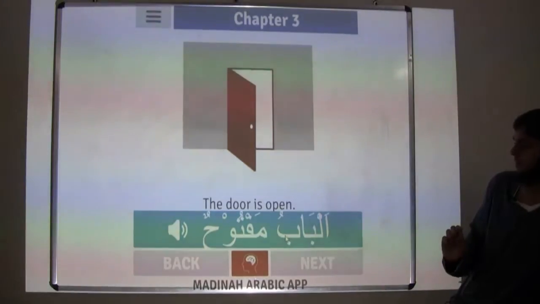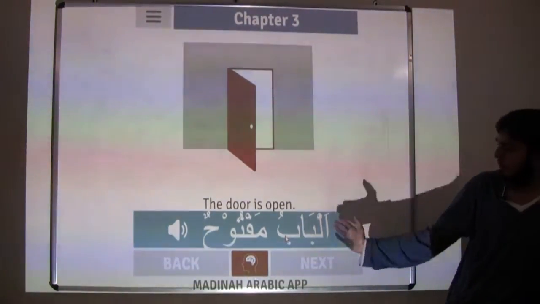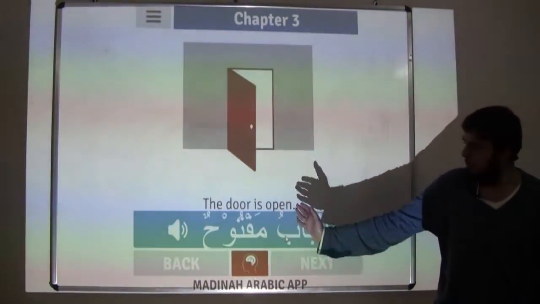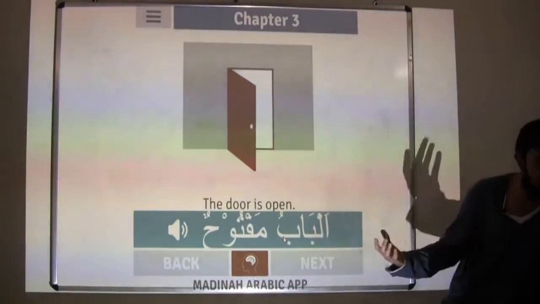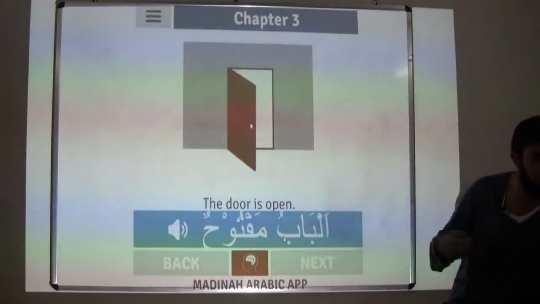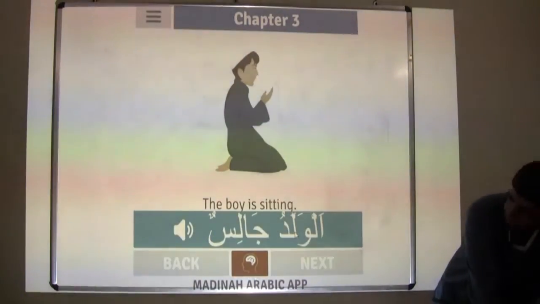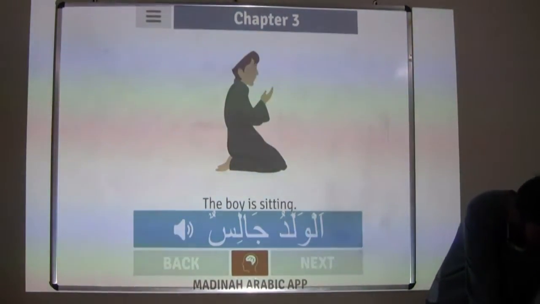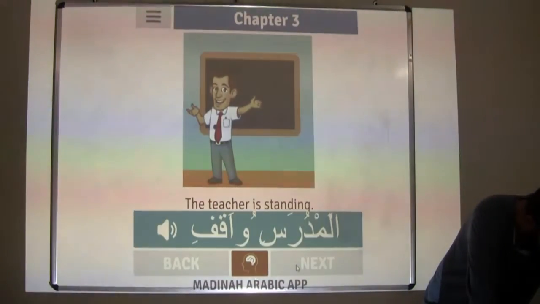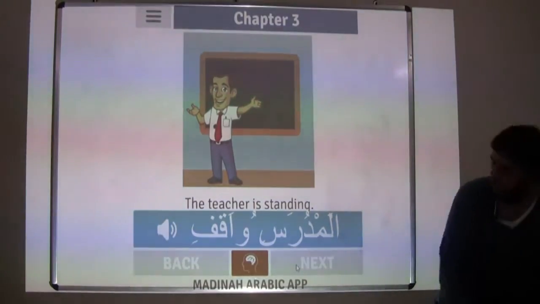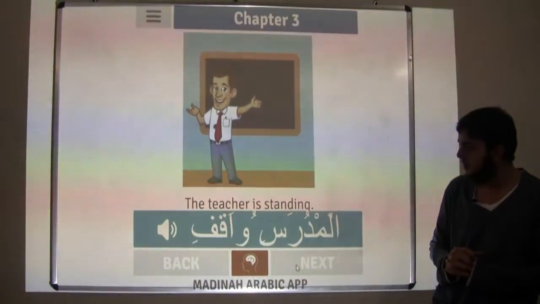Al-babu maftuhun. So now al-babu is the door, and what is open? Maftuhun. So that's how the language works. "Is" is understood. You don't have a word to mention it. Al-waladu jalisun. Al-mudarrisu waqifun. This is waqifun, but it's written waqifi.